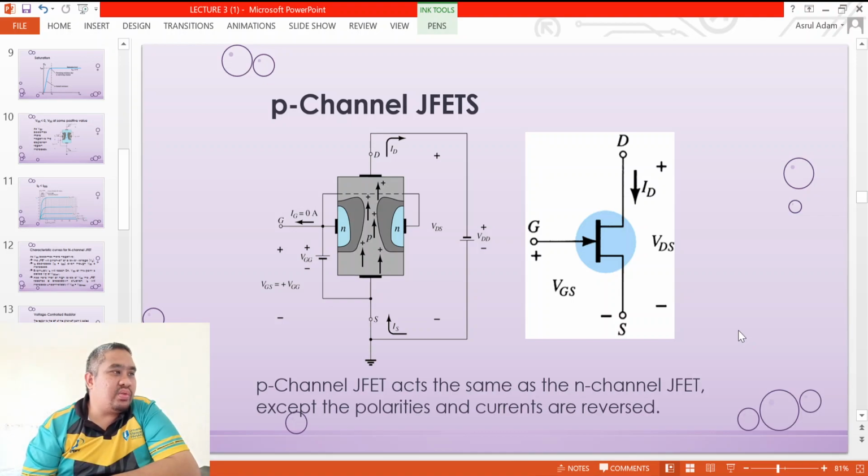Okay, what is the difference between P channel and N channel JFET? As you can see in the slide, the P channel acts the same as the N channel. It is the same thing, except the polarities and current are reversed. What does it mean?